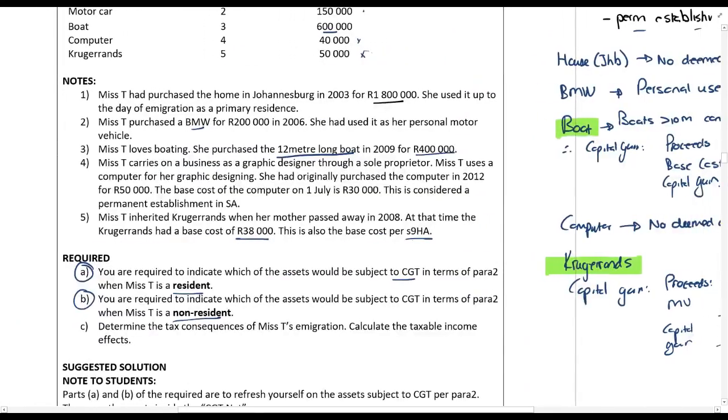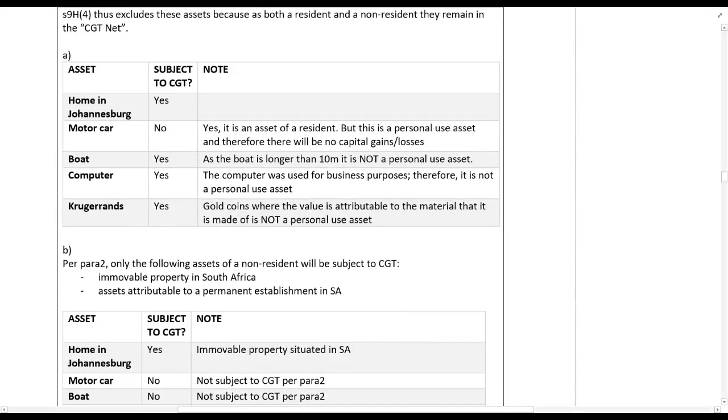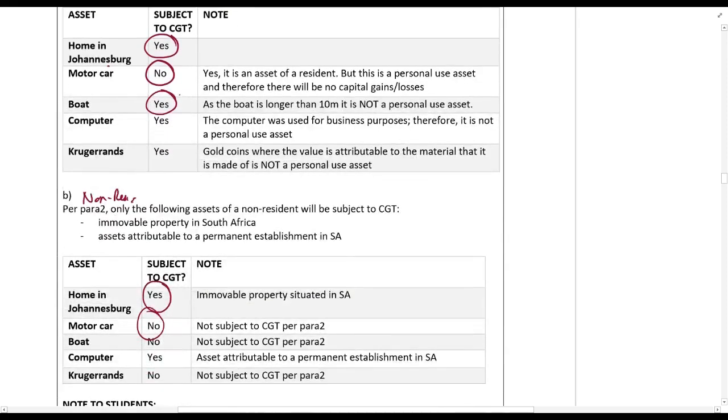Okay. Now, pay attention. In A, this is when the person is a resident. Which assets are subject to CGT? And in B, as a non-resident, which assets are subject to CGT? Right, so as a resident, the home in Johannesburg is, and as a non-resident, it's also. So there's no movement, so there's no capital gain. The motor car is not in the net because it's a personal use asset, still not in the net, no movement. The boat is in the net as a resident, but it is not in the net as a non-resident. That is why there's a capital gain on it. The computer is in the net, stays in the net, no capital gain.